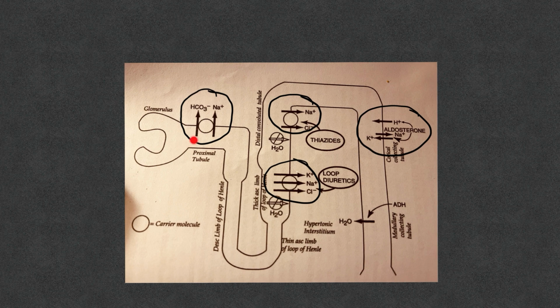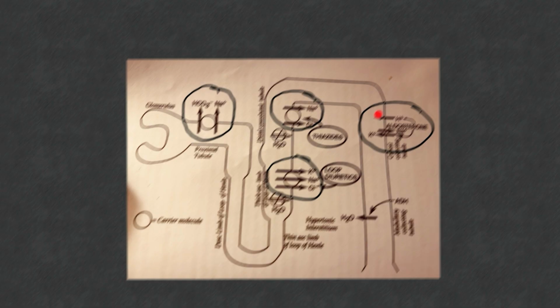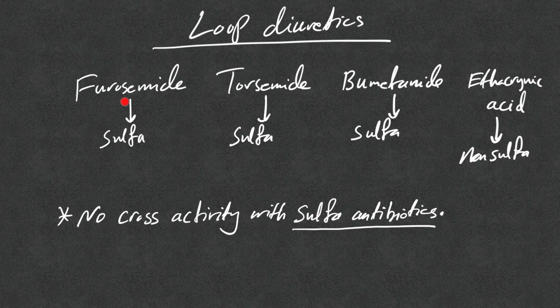And here, as you know, acetazolamide works here, and loop diuretics work here at the thick ascending loop of Henle at this pump, the NaK2Cl pump. Thiazide diuretics work here, and potassium-sparing diuretics work here. Loop diuretics, the most common and well-known one we use in clinical practice is furosemide. Then we have torsemide and bumetanide, and the least used one is ethacrynic acid.